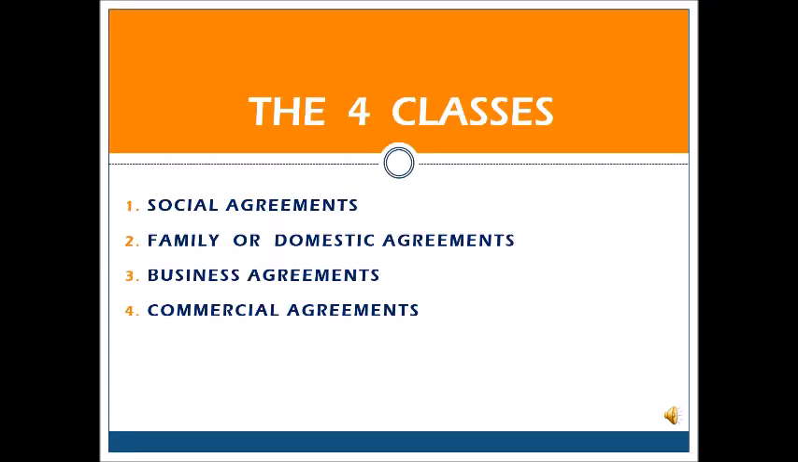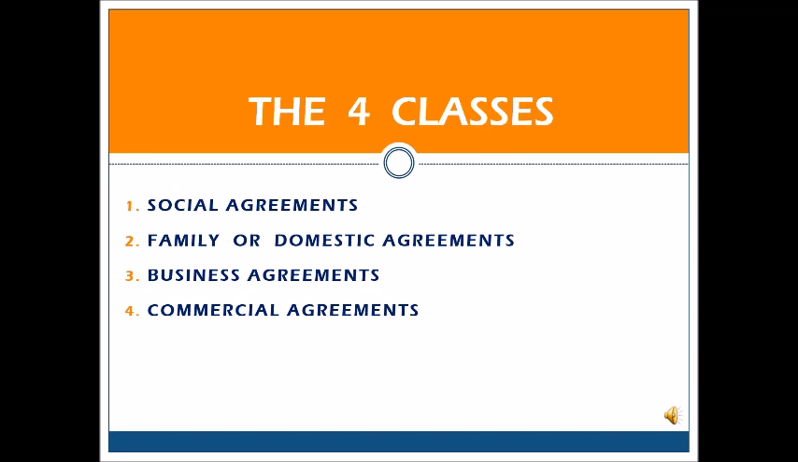Now let us understand the four classes. There are four types of agreements, in some of which parties do not intend to create legal relations, and in some of which parties do intend to create legal relations. The first one is social agreements, then family or domestic agreements, business agreements, and commercial agreements. Now let us understand each one of them.